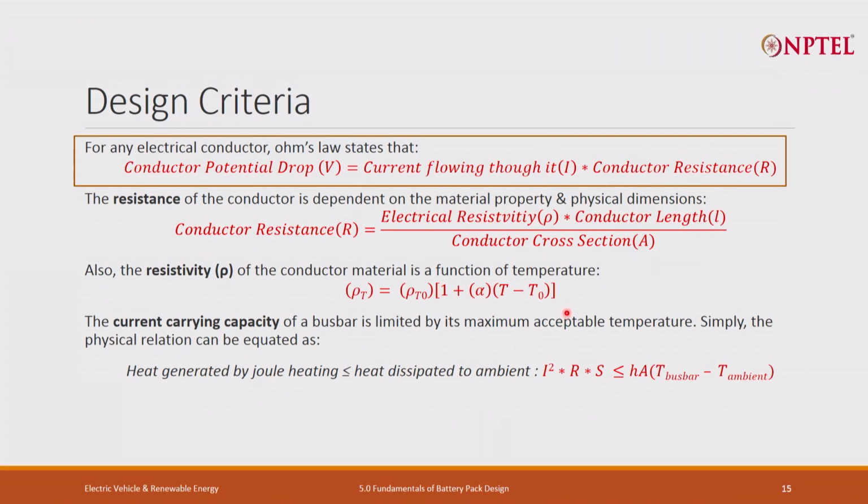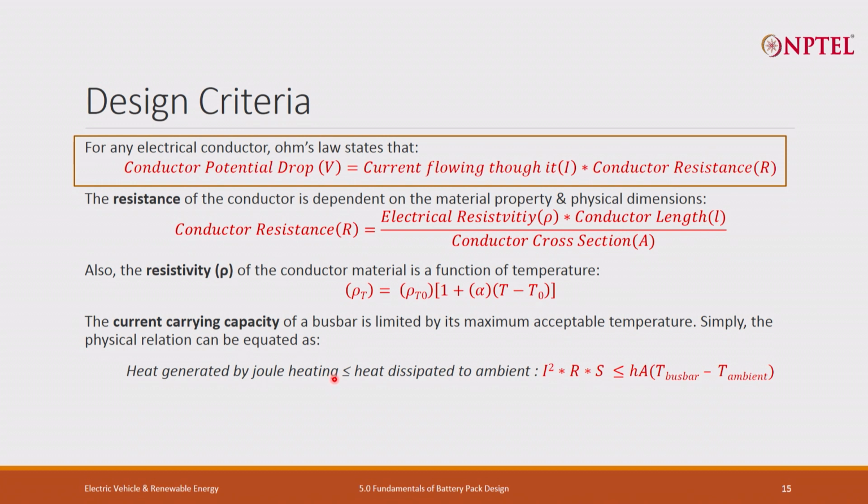So, the simple relationship: the heat generated by Joule heating, that happens because of the current flow into the conductor, should be less than or equal to the heat dissipated to the ambient by the conductor. If it is less than, the temperature will not rise, it would be maintained. If it is equal to, also the temperature will not rise, but if the heat generation is greater than the heat dissipated to the ambient, then temperature will keep on rising.